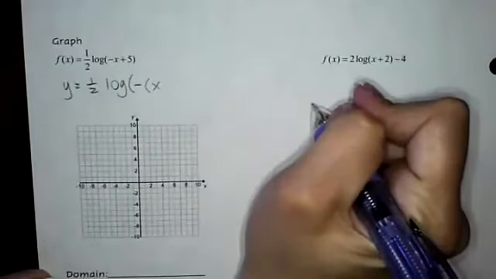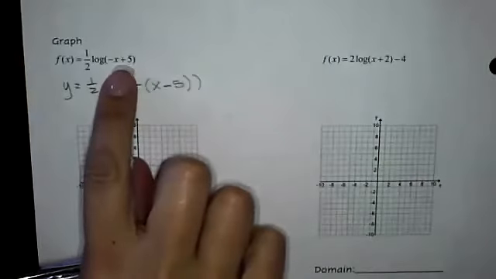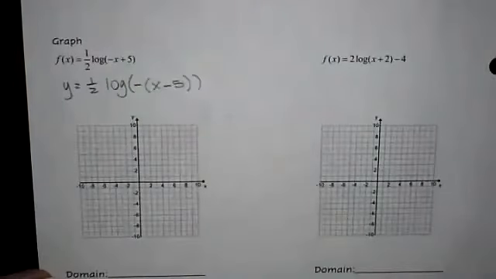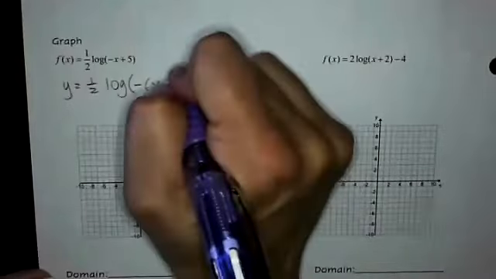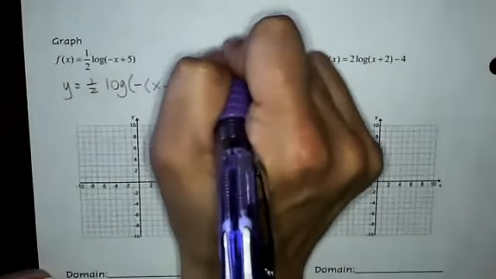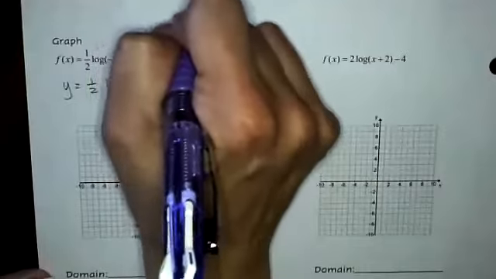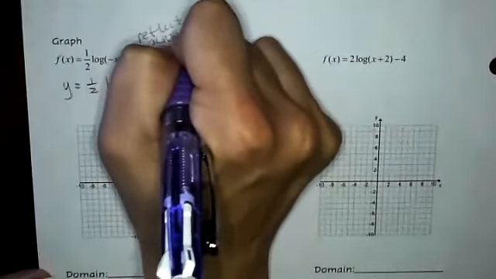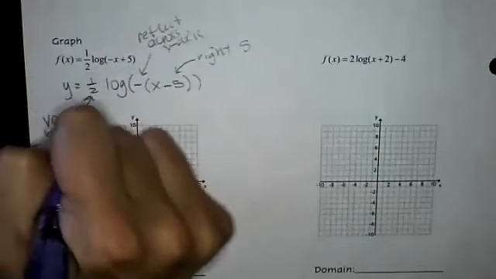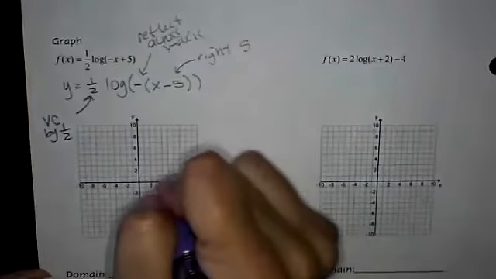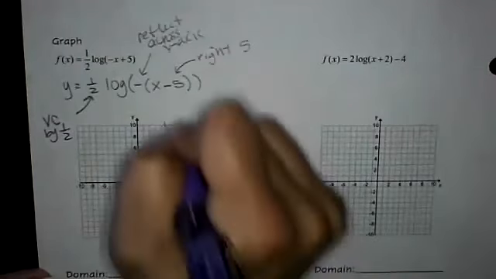Negative times x, negative times -5 would give me that +5. If you don't do that first, you're going to end up saying it went to the left 5, and it did not. It went to the right 5. And that is a reflection across the y, since it's in the place of the b. And that is a vertical compression by 1/2. All right, this did move to the right 5, so I'm going to have a vertical asymptote at x equals 5.